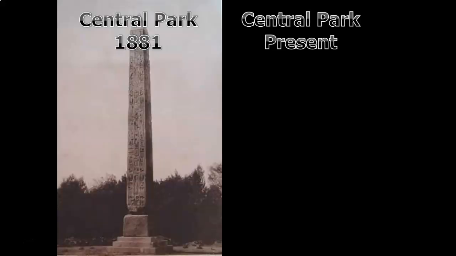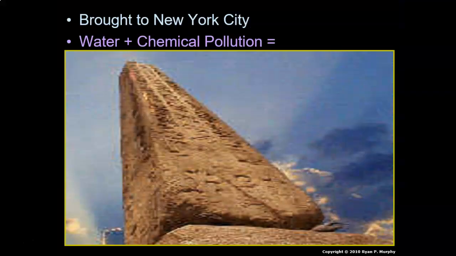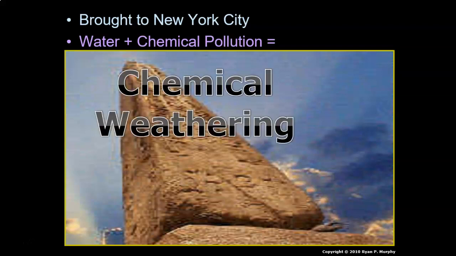So we're going to take a look at what it looked like when it arrived in 1881 in Central Park in New York City and what it looks like more like today. So this is what it looked like when it arrived. It wasn't in great shape because it was an ancient monument. However, you can see today a lot of the carvings that were in there have worn away and been eaten away, because you have a lot more rain in New York City than you do in Egypt, and you also have a lot of air pollution and chemical pollutions in the air. So you combine that together, you get acids that eat away at the stone that the monument was made out of.